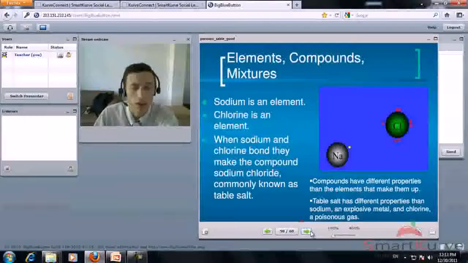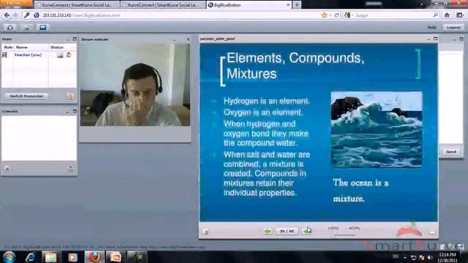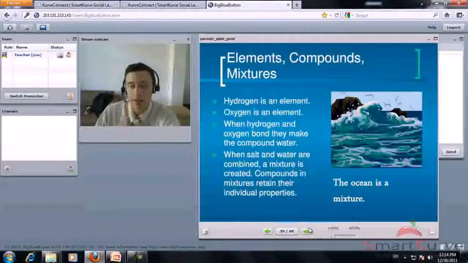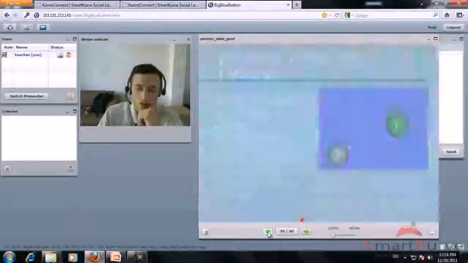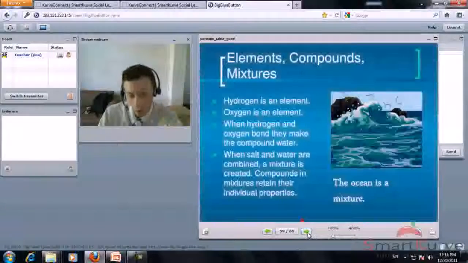Let's look very quickly at that. So we're going to go back and look again at sodium chloride. Sodium is an element. There's our 1 valence electron. Chlorine is an element. There is our 7 valence electrons. Sodium and chlorine bond. They make sodium chloride. That's a compound. Now let's move on. We know that hydrogen is an element. Oxygen is an element. Hydrogen and oxygen bond. They make water. So let's look at those two compounds that we just talked about, salt and water.